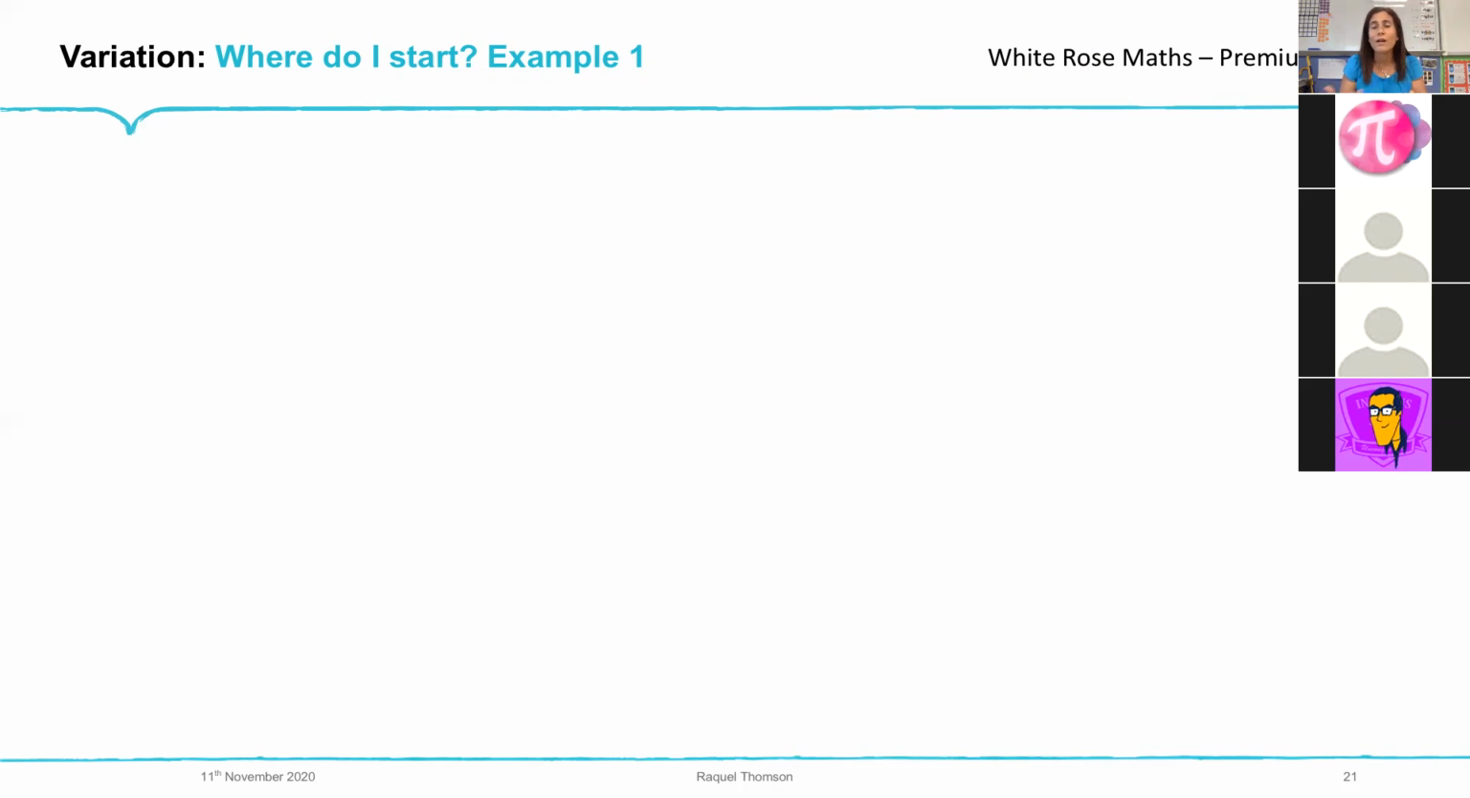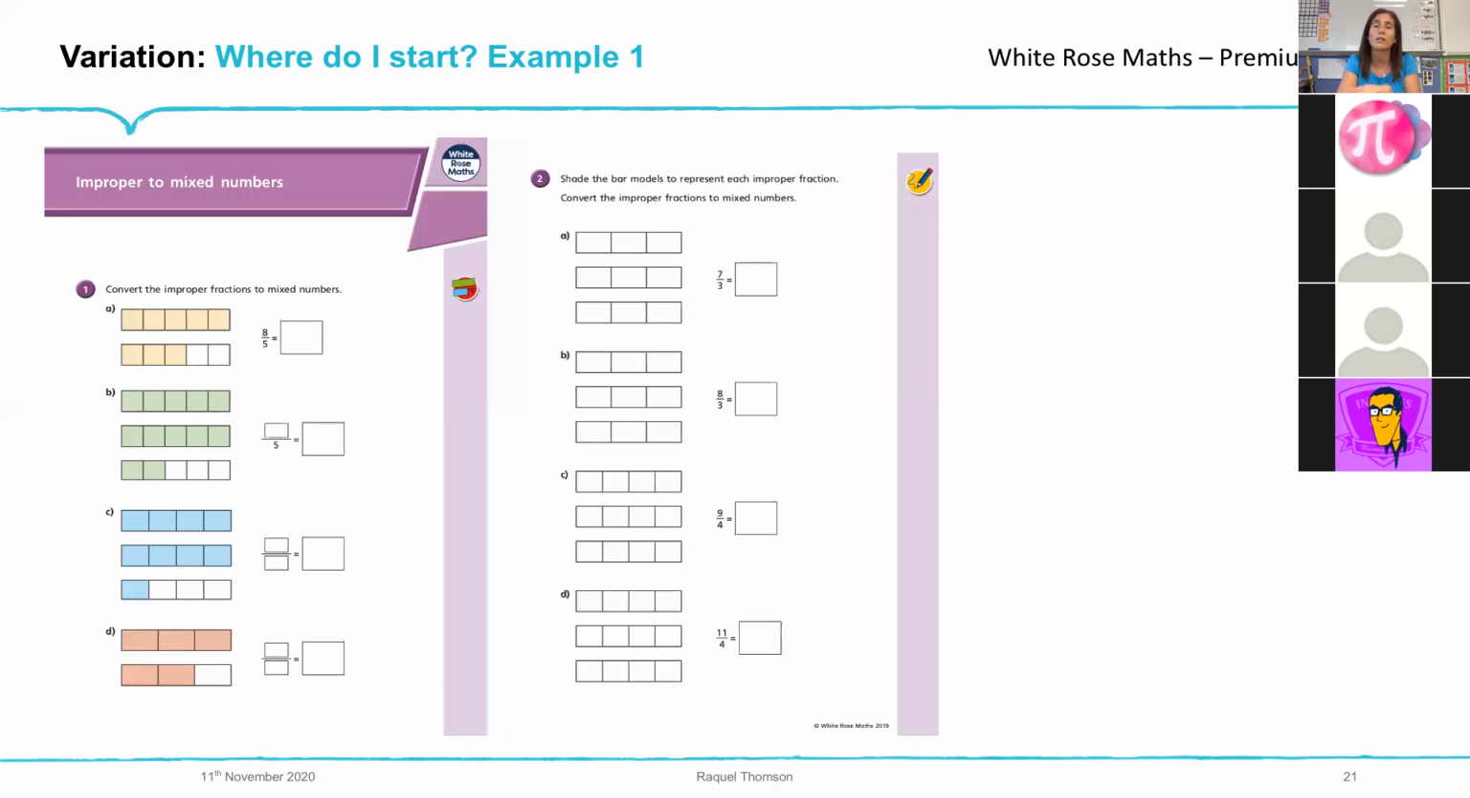So I was trying to find some examples that are out there that could serve as a basis or inspiration, or just a place to start for some ideas on variation structure. We have access here to premium resources. They are paid resources, but they kind of look like this. This is one example of a worksheet that is used in Year 5 for improper to mixed numbers. And you can see the slight differences each time.